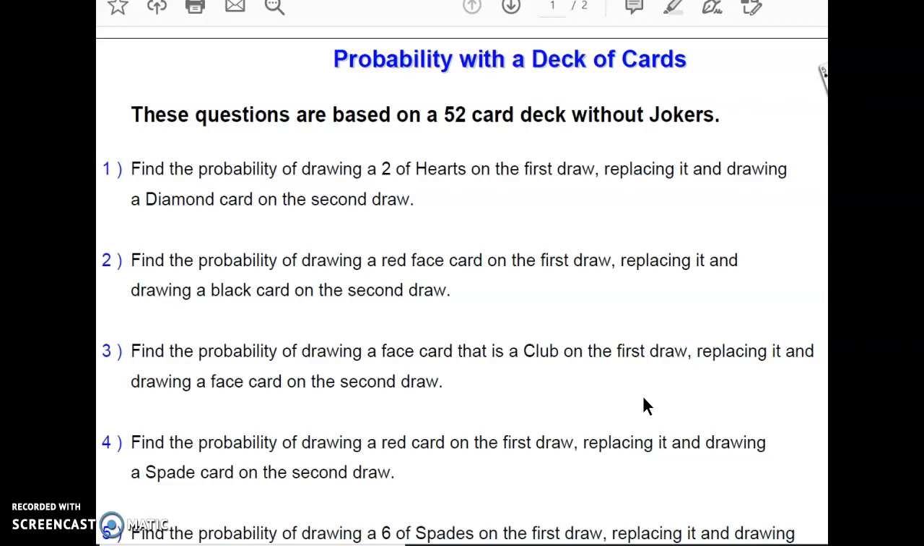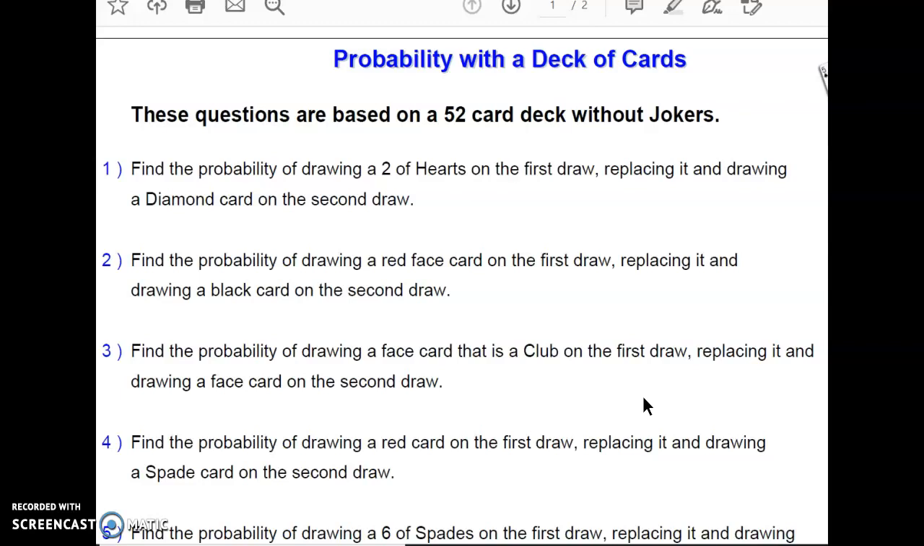Number 2, find the probability of drawing a red face card on the first draw. Well, the probability of drawing a red face card, there are Jack, Queen, King, 3 face cards in each suit. There are 2 suits that are red, so there's 6 out of 52, which you could simplify if you want, but 6 out of 52.